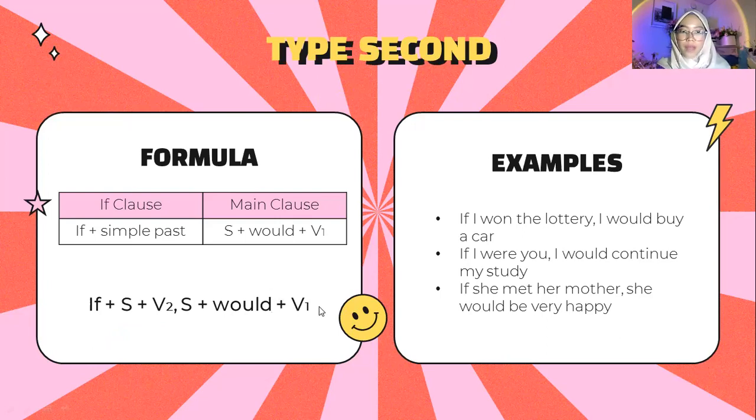plus verb 1. Example, if I won the lottery, I would buy a car. If I were you, I would continue my study. If she met her mother, she would be very happy. These are situations that could not happen, in the future or present.